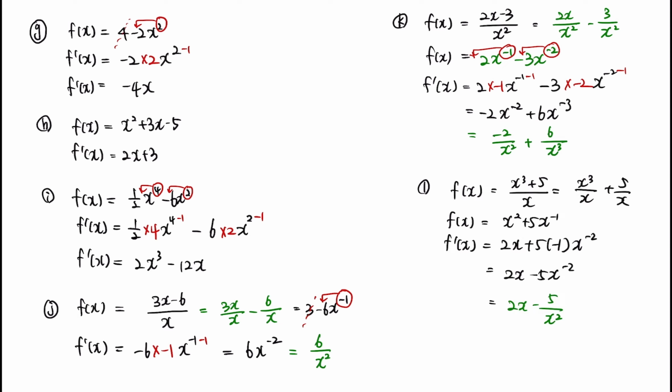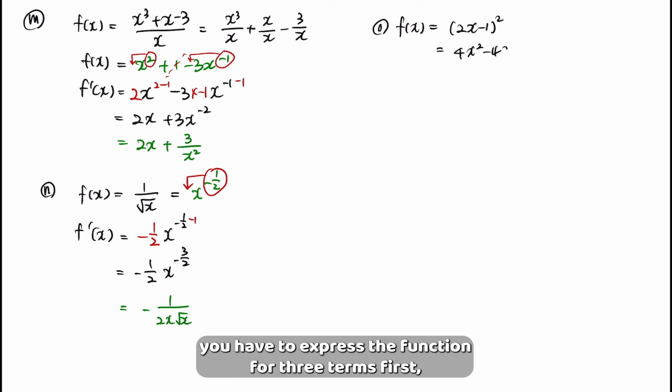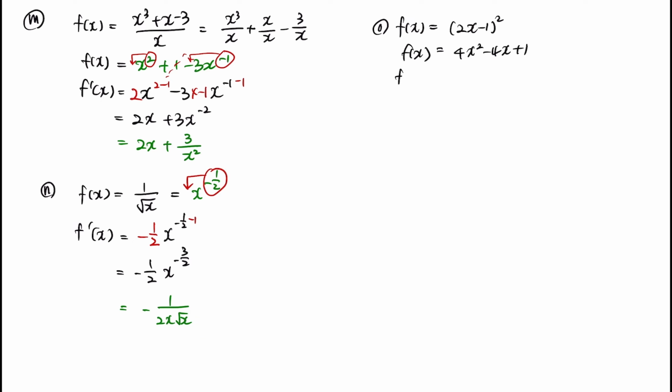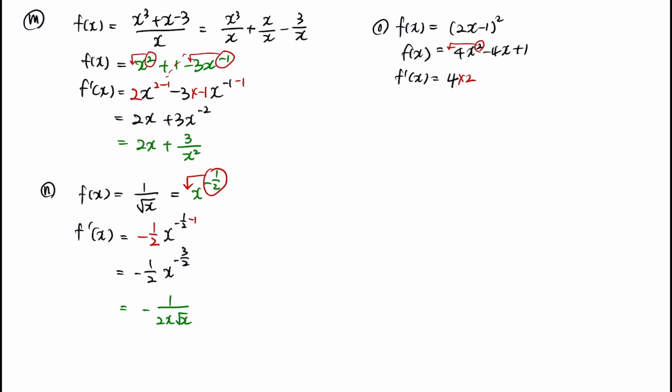Question L to question N is similar to previous questions, so see if you can solve it by yourself and check out the answers till question N. Okay, let's move to question O. When f(x) is (2x minus 1) to the power of 2, you have to expand the function into 3 terms first. Then do the same way of differentiation. Move down 2 and then minus 1. Then the final answer is 8x minus 4.